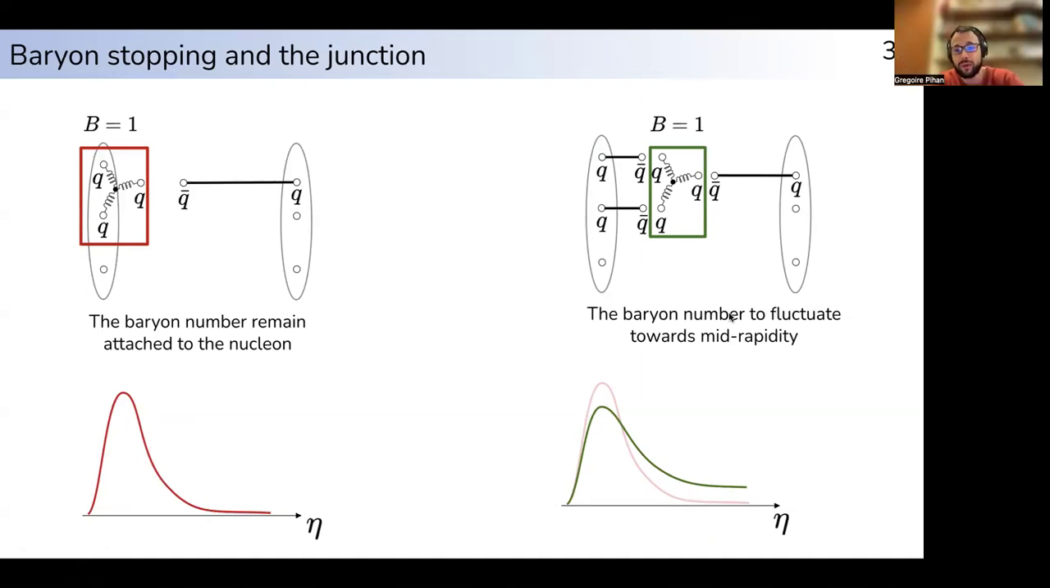But on the other hand, we can have 2 splittings with the strings, and then you have 3 free quarks in the middle, and they can form a junction in the middle, and then the junction will try to put the baryon number towards the middle. And this is what we want to observe, that the net baryon number here at midrapidity will increase due to this phenomenon.